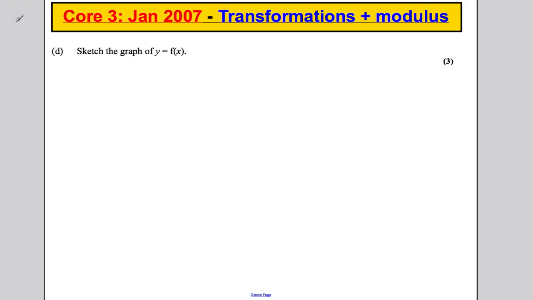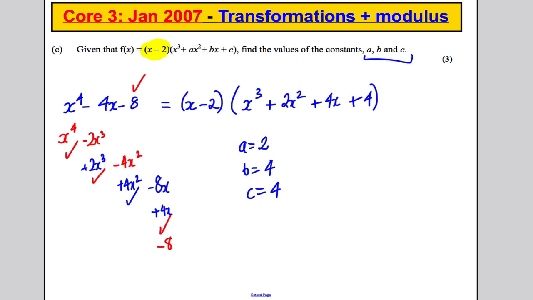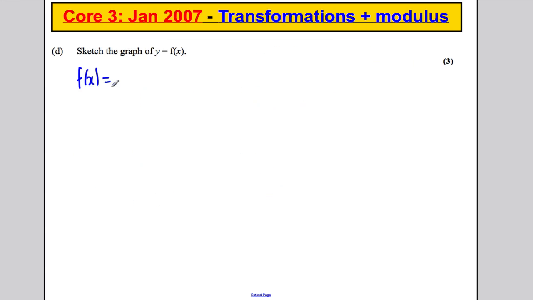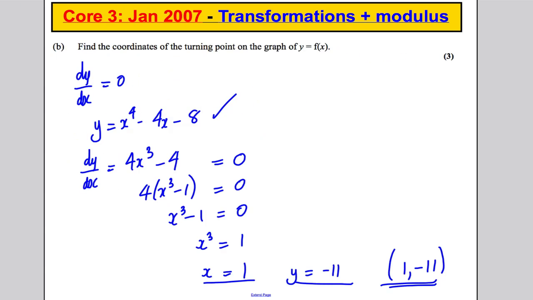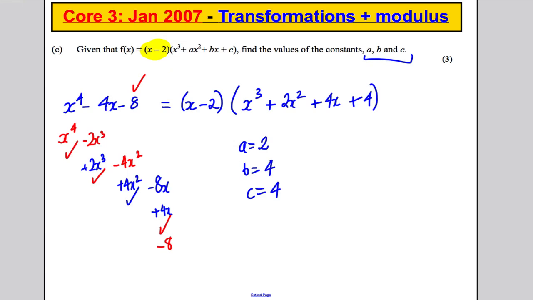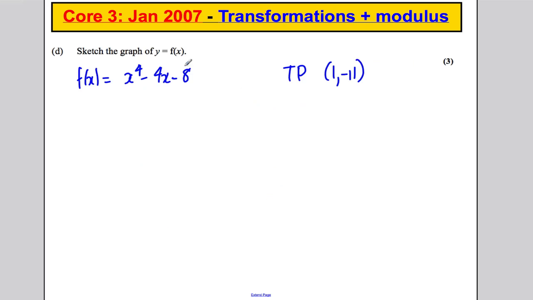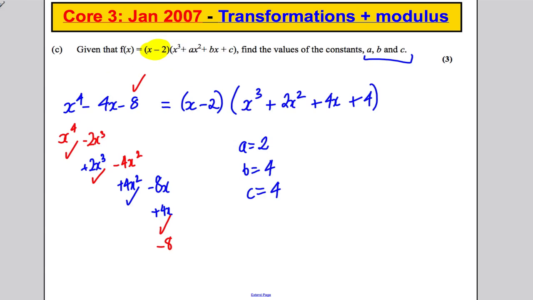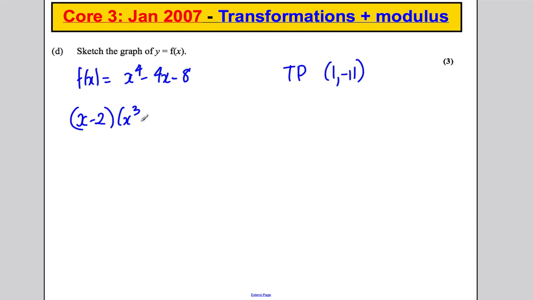Next one. Sketch the graph of y equals f of x. Now, f of x, our graph, was x to the 4 minus 4x minus 8. What do we know? Well, we know a couple of things about it. We know it has a turning point at 1, negative 11. Anything else we know about it? We know that it factorizes as x subtract 2 times x cubed plus 2x squared plus 4x plus 4.